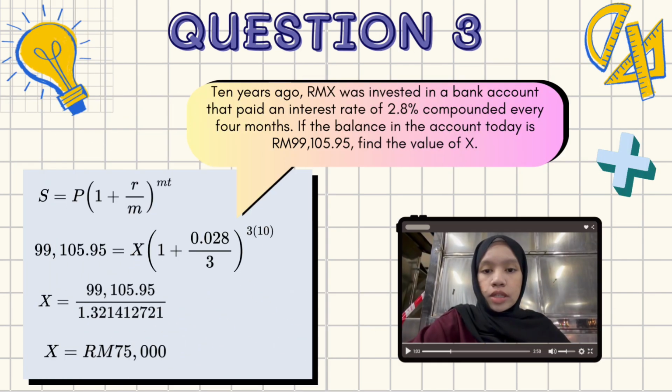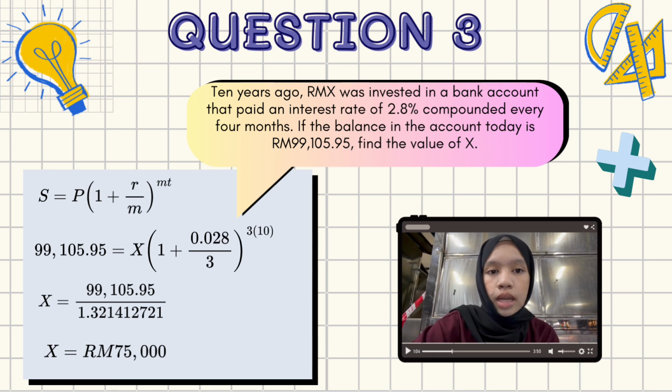Everyone, here is question 3. Use the compound interest formula S equals P times bracket 1 plus R over M close bracket to the power of MT. Put the values into the formula: 99,105.95 equals X times bracket 1 plus 0.028 over 3 close bracket to the power of 3 times 10. So we calculate X equals 99,105.95 divided by 1.32141271, which gives X equals 75,000 ringgit. And that's the final answer.